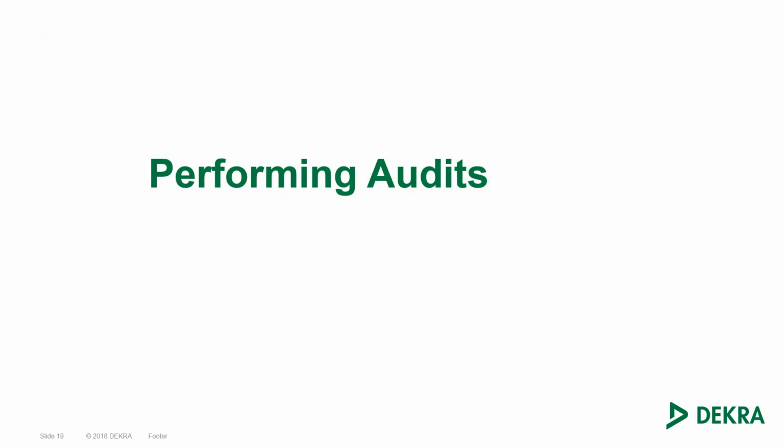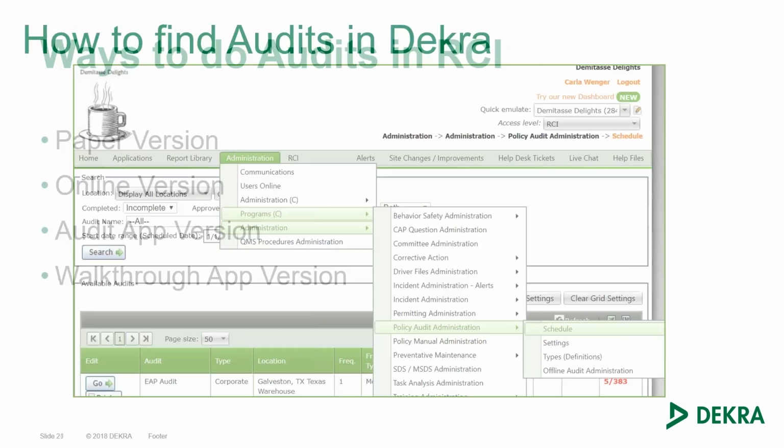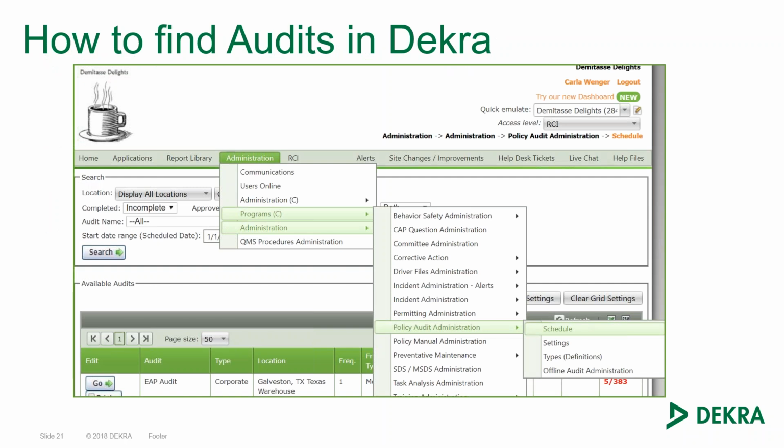The next thing we're going to talk about is performing audits and the different types of ways you could do that. So the first way we can do that is by the paper version, and we're going to look at those here in just a minute. An online version. We also can see an audit app version and a walkthrough app version. So the first one that we're going to look at is the paper version.